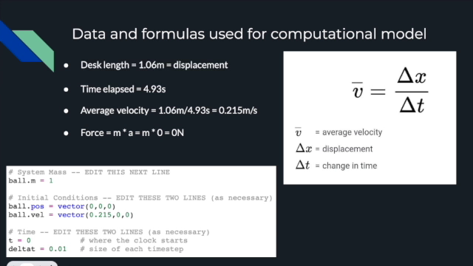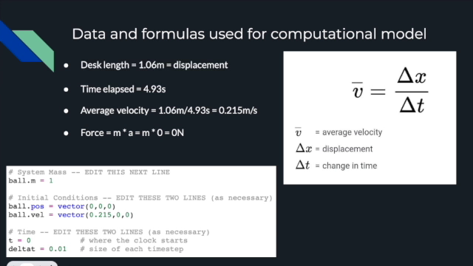The data used for the Python computational model includes the displacement of the ball, or the desk length, which is 1.06 meters. The time elapsed is 4.93 seconds. The average velocity is displacement over change in time, which is 0.215 meters per second. It should be noted that the video was shot in slow motion, which is why that number is so low.